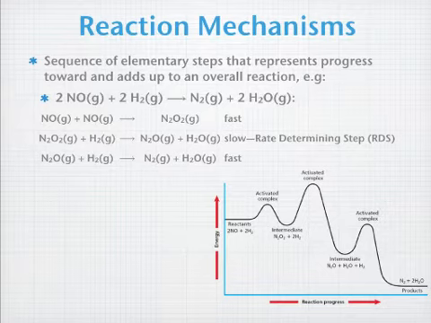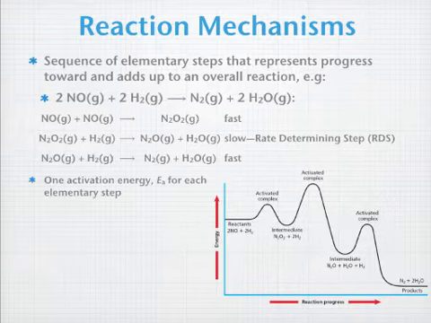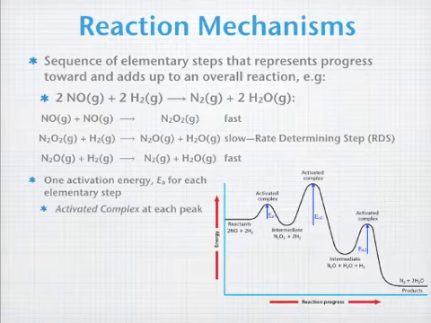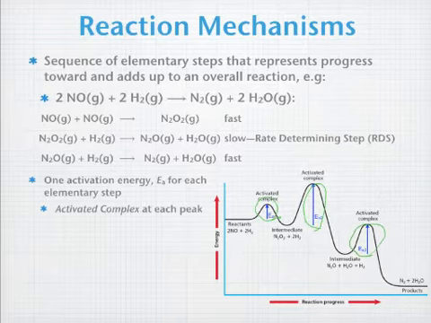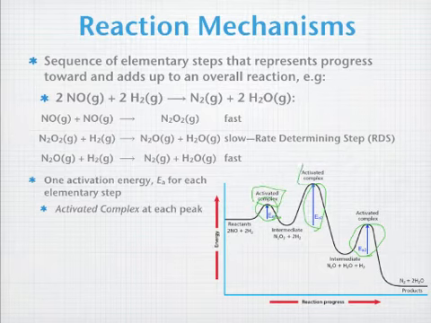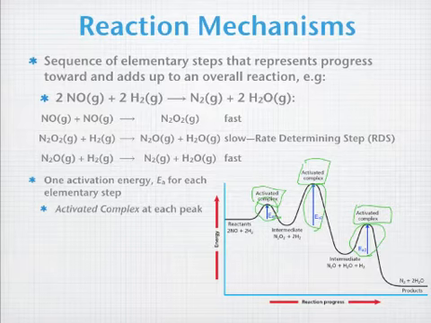The energy diagram that describes this reaction is seen down below. In this diagram, you see that there is one activation energy for each of the elementary steps. So we have an EA1, an EA2, and an EA3: activation energy 1, activation energy 2, and activation energy 3. At the top of each one of these, there's an activated complex, a different activated complex for each one of these steps.